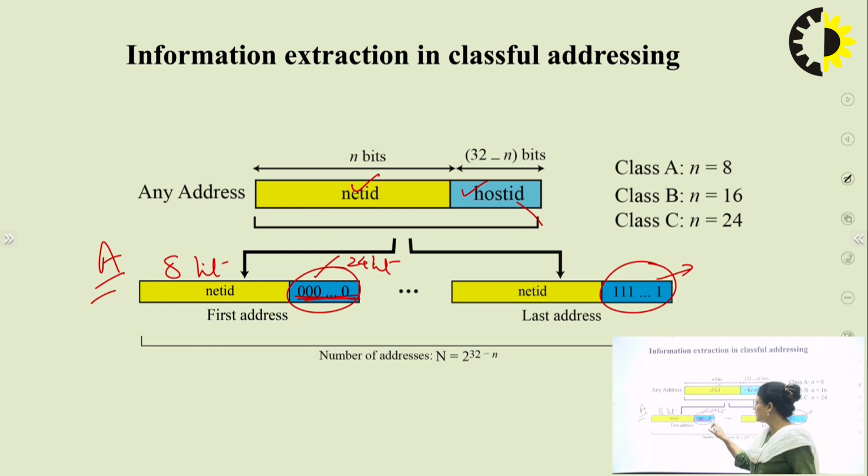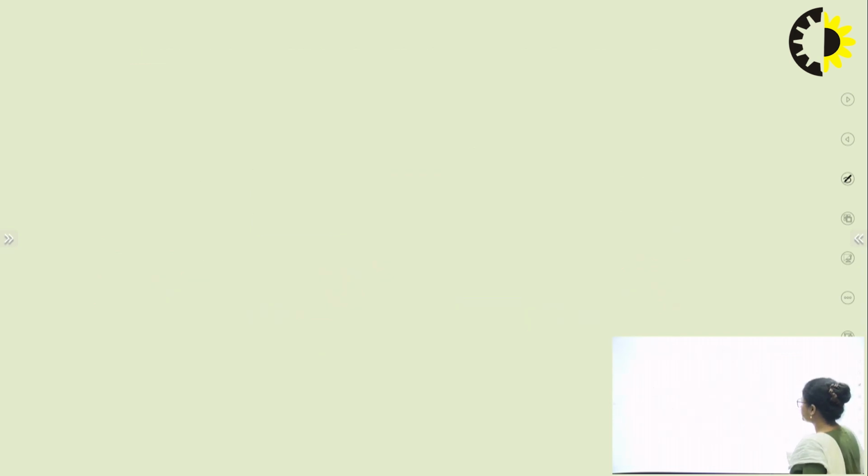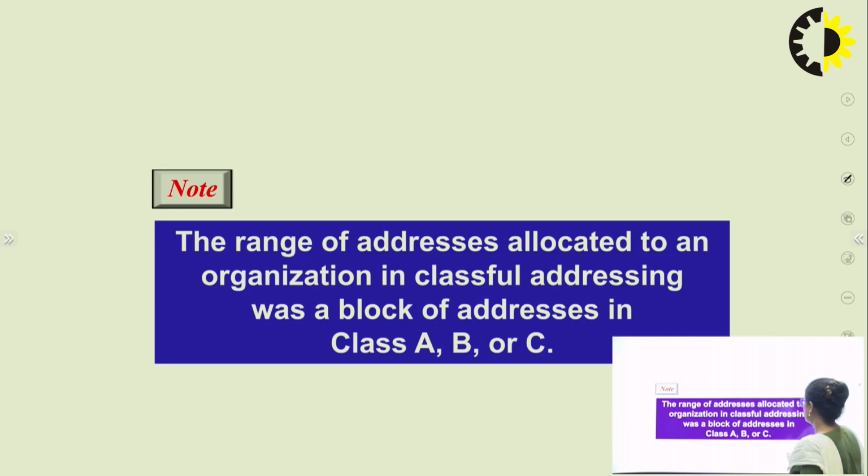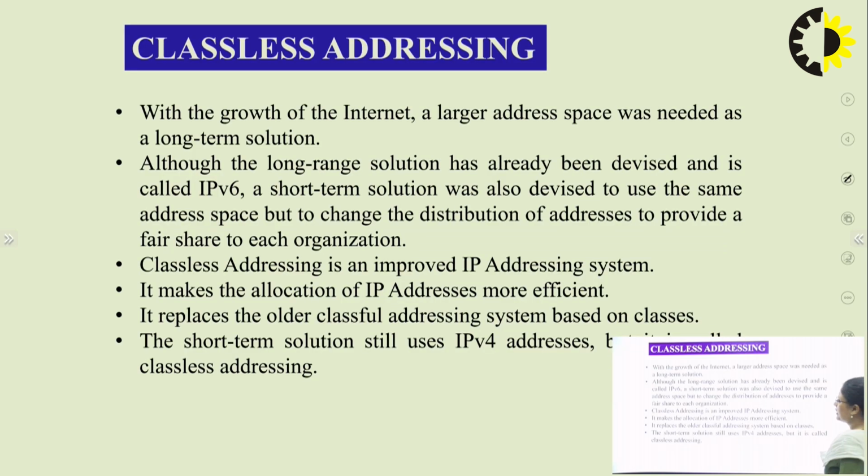In this case, when the host ID is all 0, we call it the first address of the network. This is also the address that is used to indicate the entire network, or rather we can say the entire network is identified by this address. And when all bits of the host ID are 1, it is the last address, which is normally used for broadcasting. As I told you, the range of addresses allocated to an organization normally falls under 3 categories, A, B and C. Now, let us move on to classless addressing.